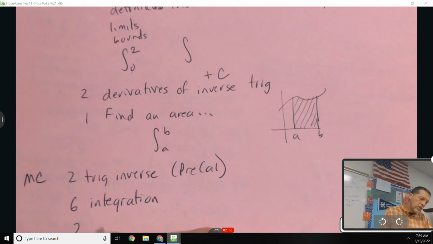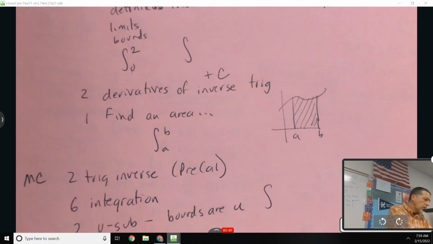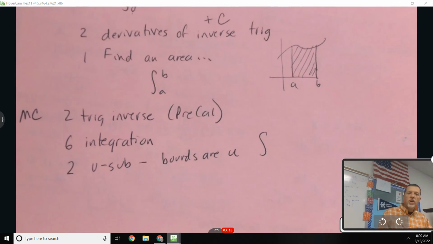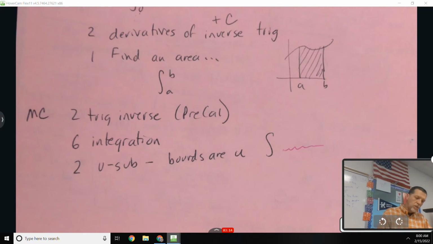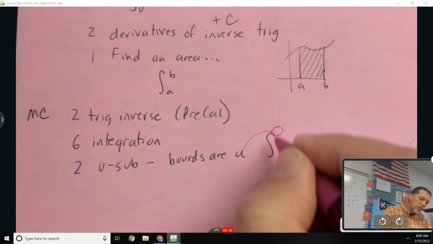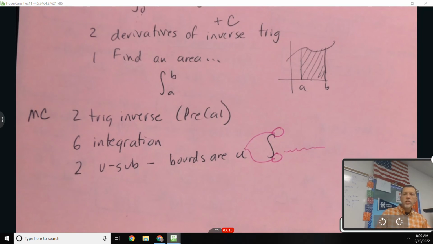There's two that are integration, but that are specifically u sub, where you make sure your bounds are also u values. So like when you change the integrand into u stuff, make sure you change the upper and lower bounds to u stuff. Don't leave those as x. And that's kind of the whole point of those two questions.